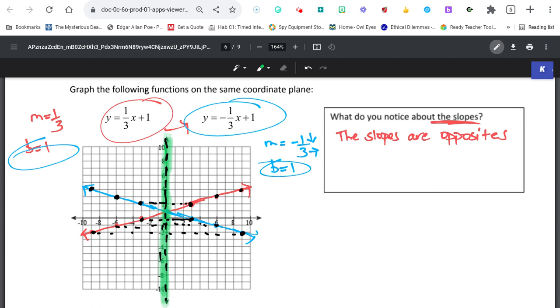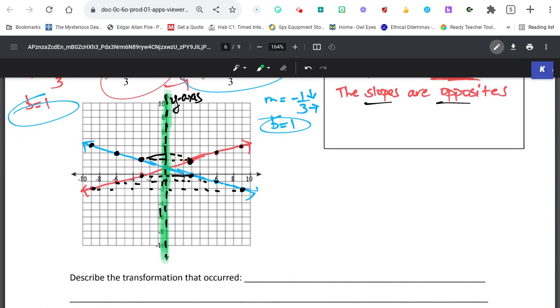So we say that if you change the slopes to their opposites, all you do is reflect the line across the y-axis. That's all you do. You reflect the original line across the y-axis. In other words, this point goes over here and becomes that point. It's a mirror image just across the y-axis.